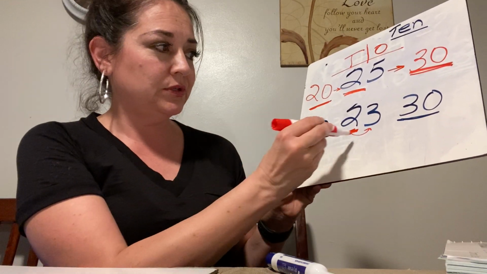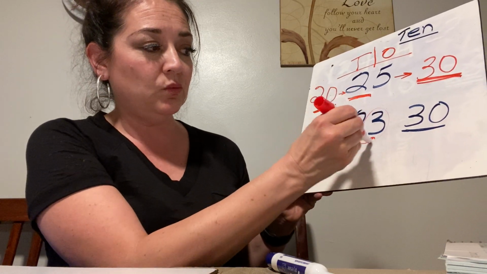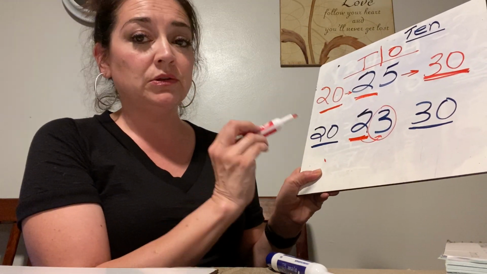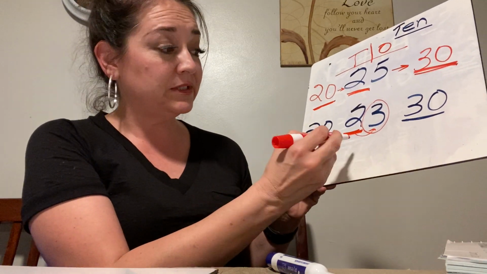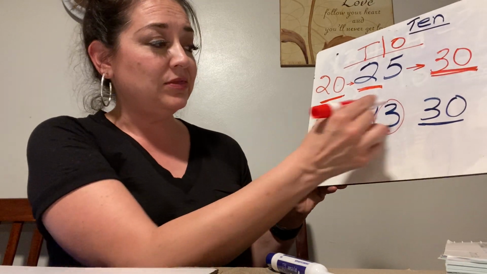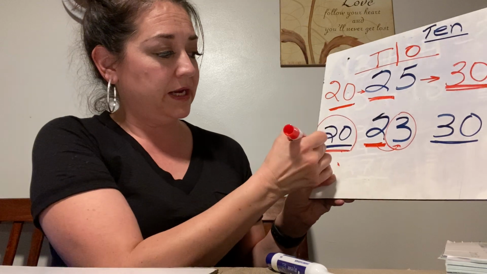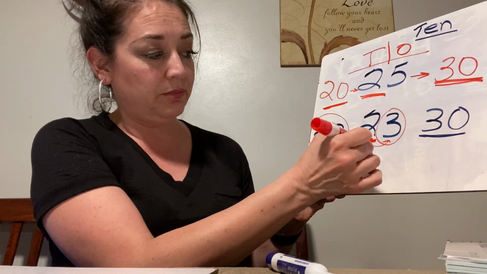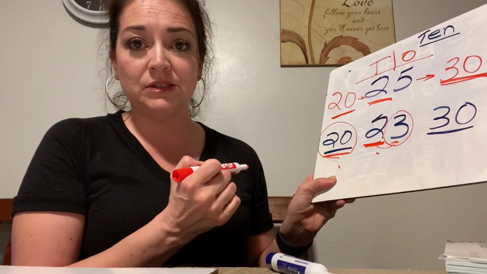Right, it's closer to 20 because it's below 5. This number here in the ones place is lower than 5. So we're going to round down, which is kind of like staying at the 20. And this zeroes out. So this would be our answer if we were rounding this number, 23, to the nearest 10. The nearest 10 is 20.